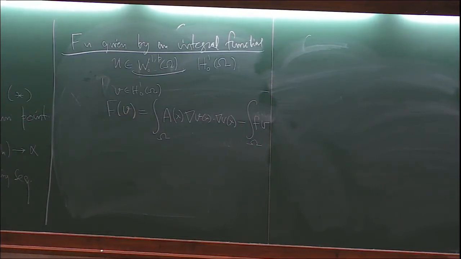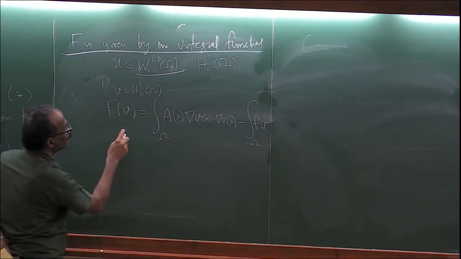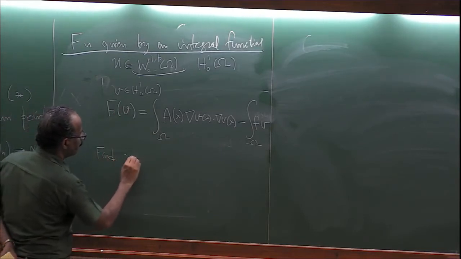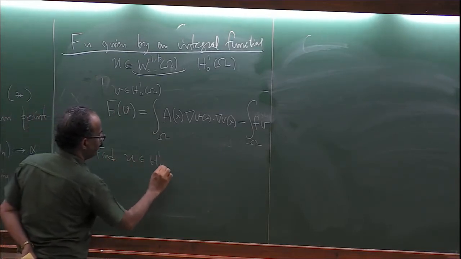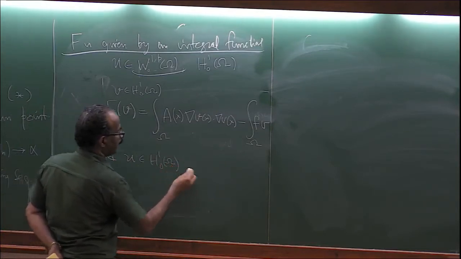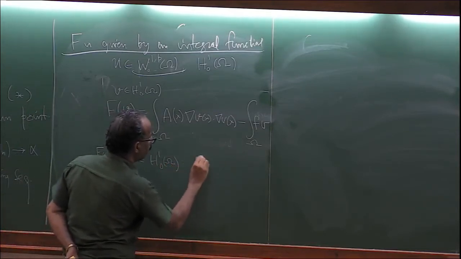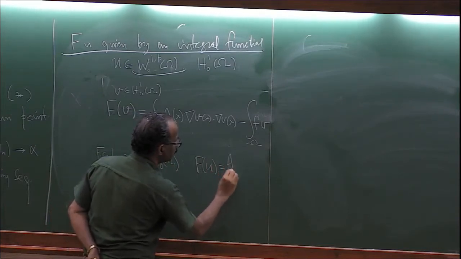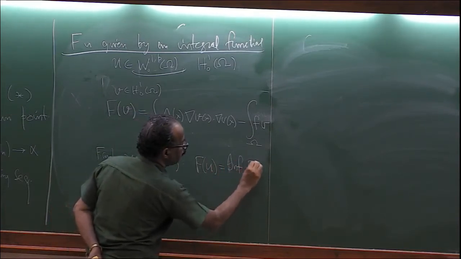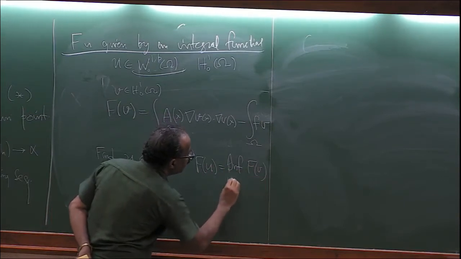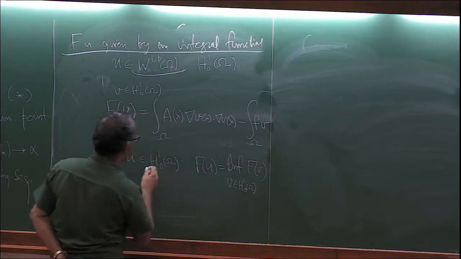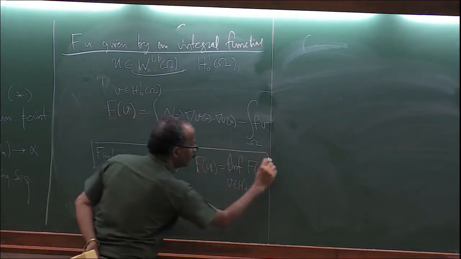So what's your problem here? You want to minimize it. So you want to find u in H^1_0 of omega such that F of u is equal to the infimum of F of v for v in H^1_0 of omega. How do you solve this problem? Do you see this problem?